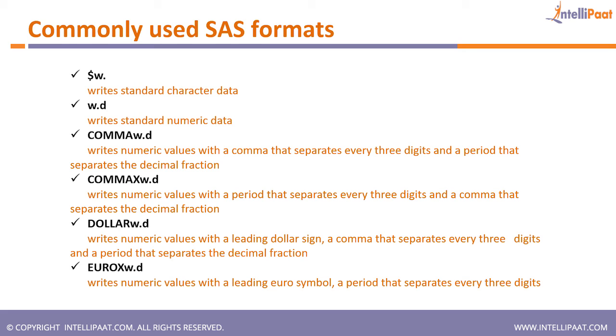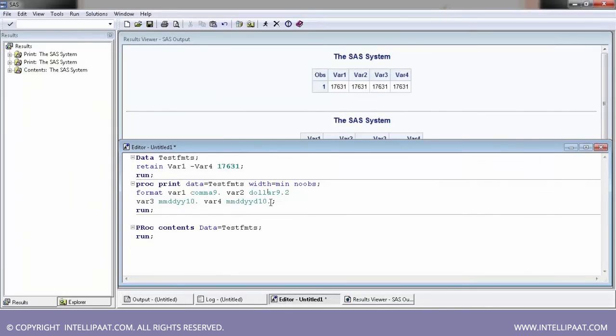But let's see the other formats like $W.D. It writes numeric value with a leading dollar sign, a comma that separates every 3 digits and a period that separates a decimal fraction. And then like we have dollar currency, then we have euro. So if you want to show some data in euro currency, then you can use euro x W dot D. Okay, let me just show you the euro one.